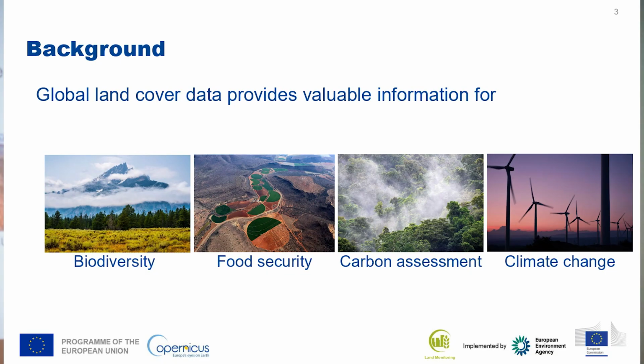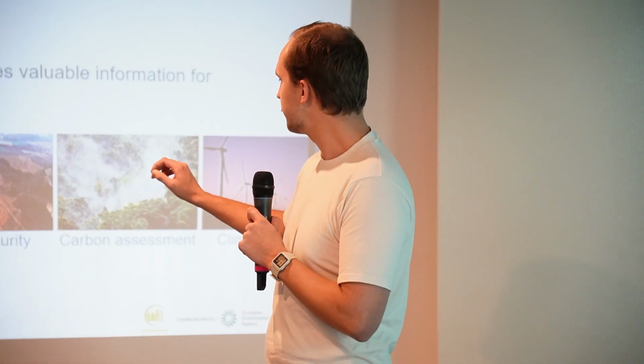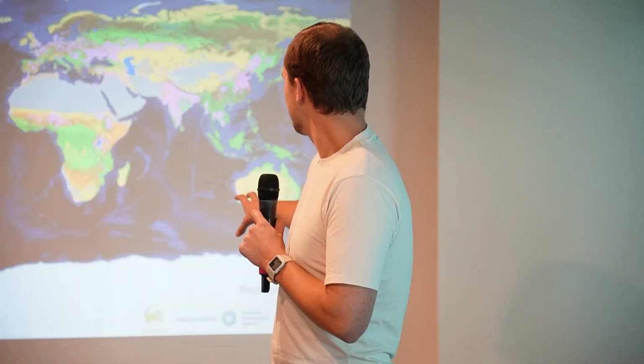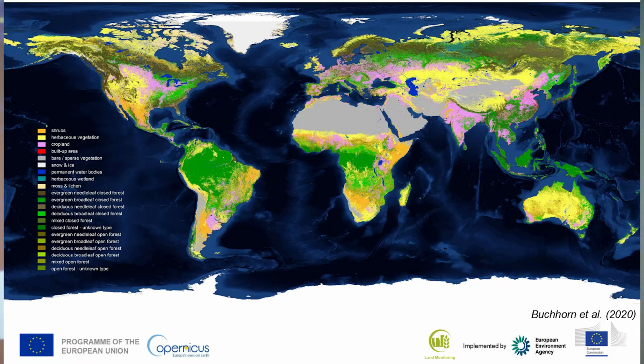So as most of you know, the global land cover data is often providing valuable information for decision-making, for research in the fields of biodiversity, food security, carbon assessment, and climate change. And one of these products is a product released by the European Commission, by the European Environment Agency. It has been produced by a consortium led by VITO.